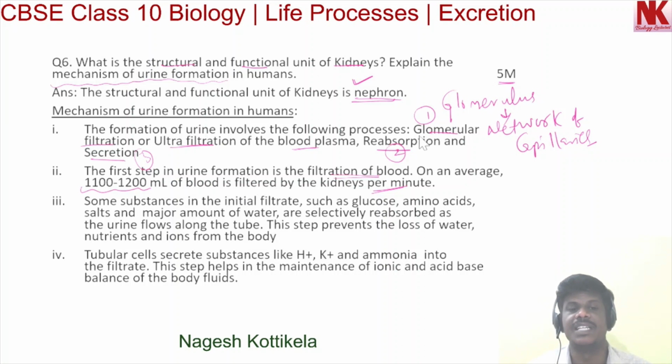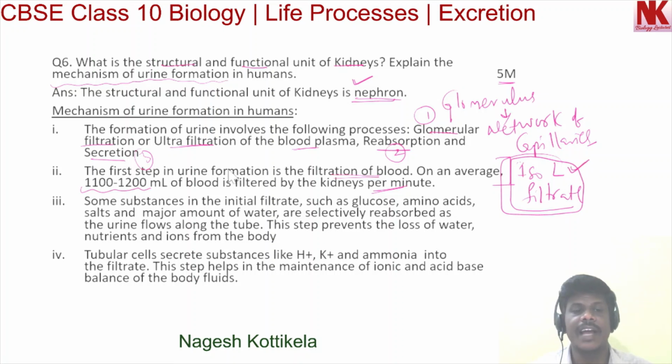So this first step is glomerular filtration or ultrafiltration, and because of this, in one day 180 liters of filtrate is formed. So the initial filtrate formed in kidneys in one day is 180 liters. Now some substances in the initial filtrate such as glucose, amino acids, salts, major amount of water are selectively reabsorbed as the urine flows along the tube. This step prevents loss of water, nutrients and ions from the body.